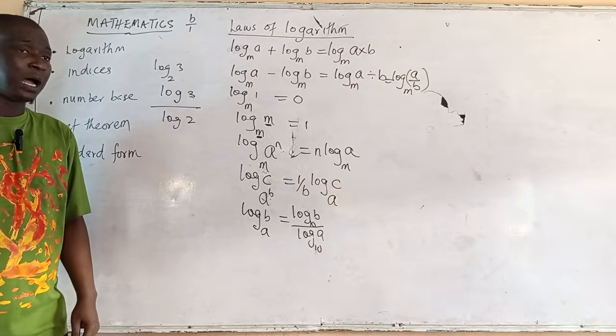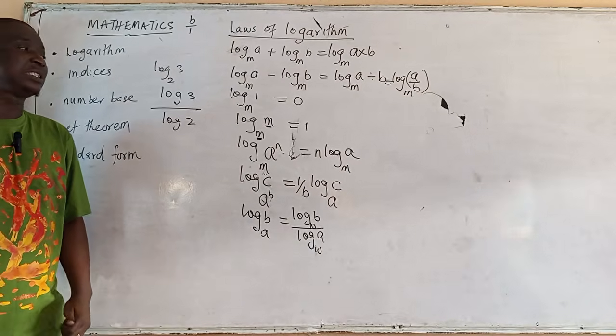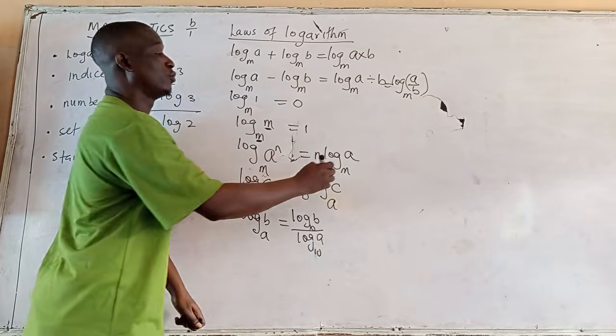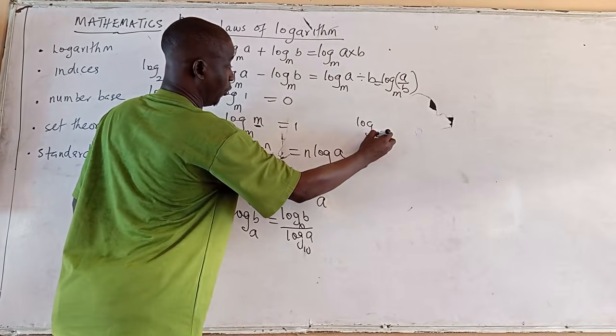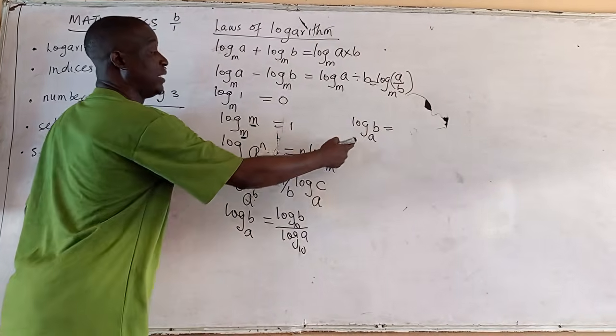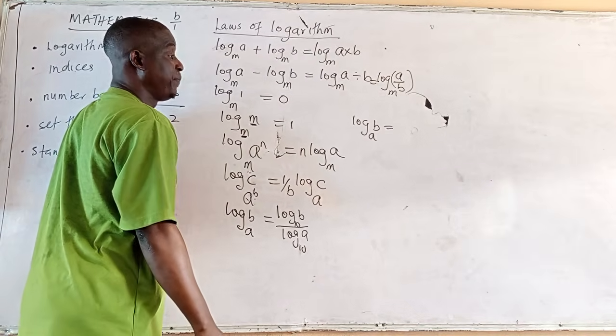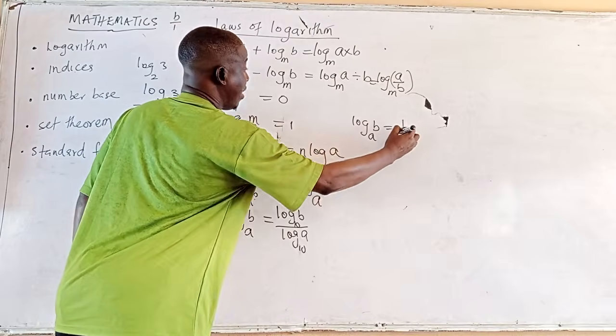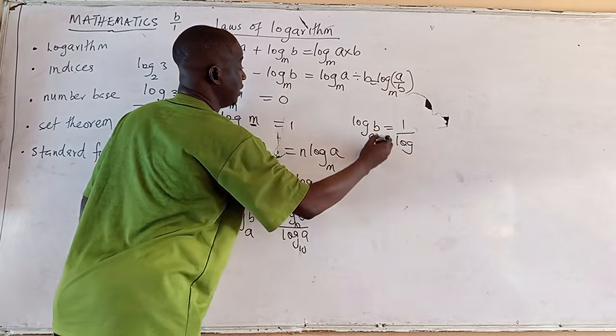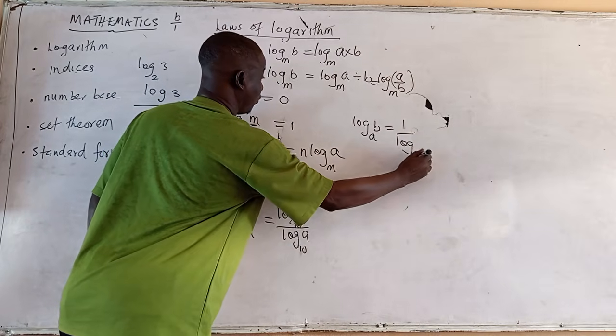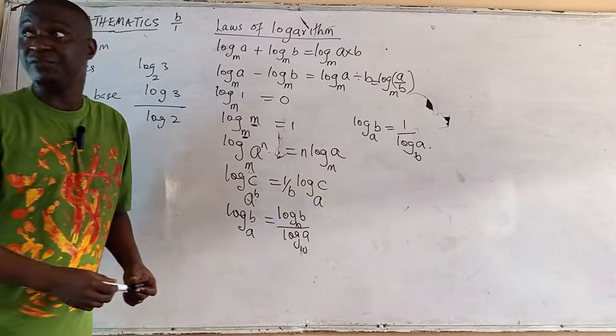Now, the inverse, which is not too common, but I will just drop it for you to understand. If I want to interchange the base to become the power, what do we have, class? The base becomes the power, it becomes 1 over log to base b to the power of a. That means you have interchanged.